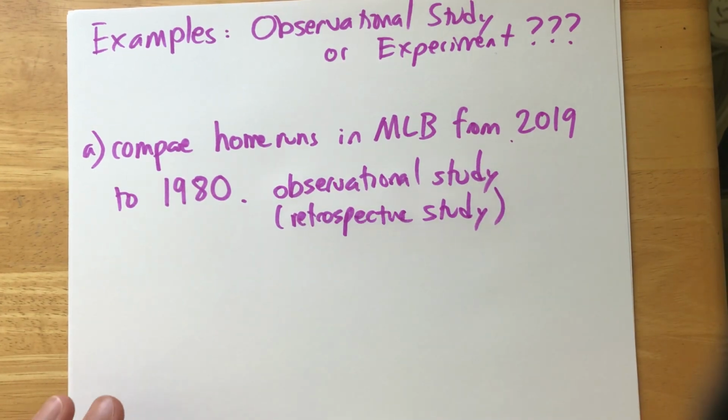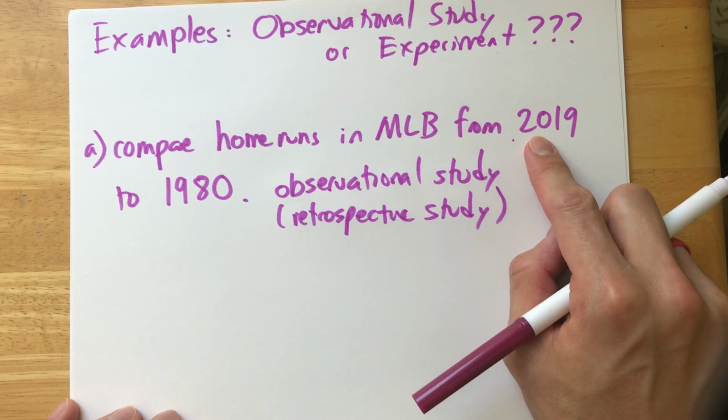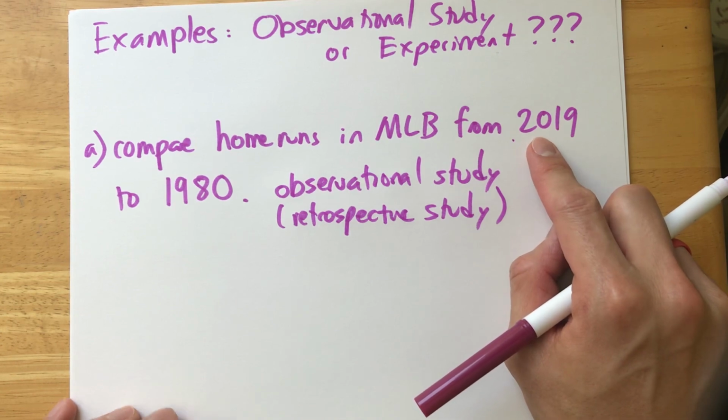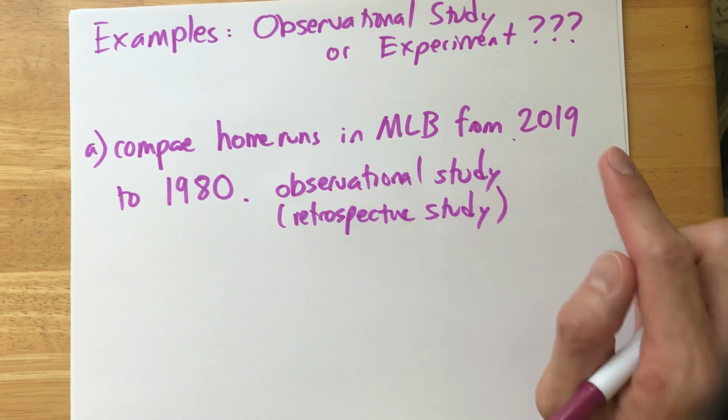Okay. Some of you might be saying, well, what if we just randomly selected some players? Yes, you're randomly selecting, but there's no manipulation still. You're simply just observing those randomly selected players and the randomly selected stats. Okay.